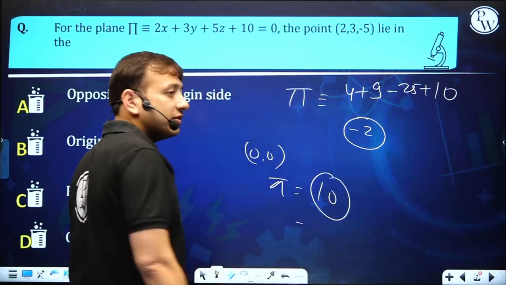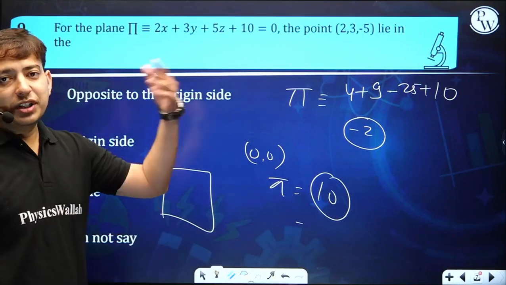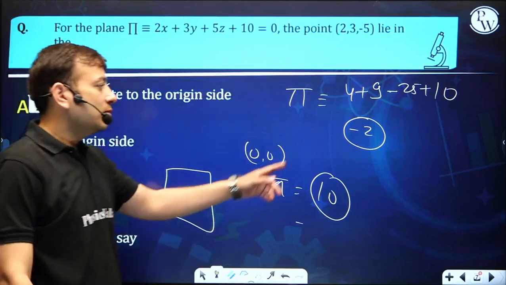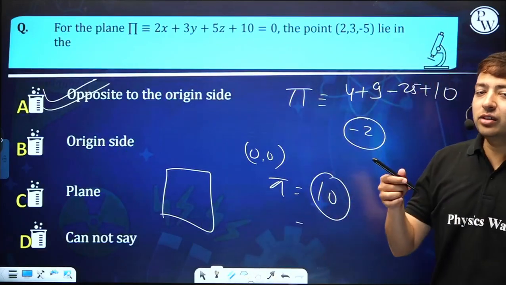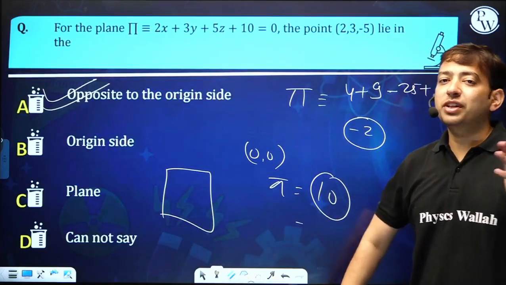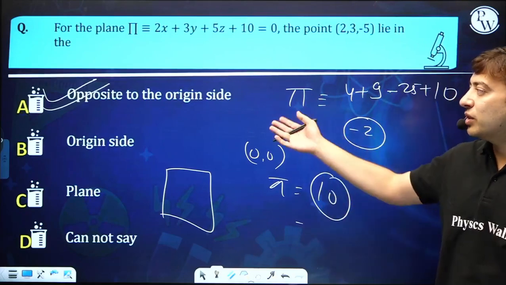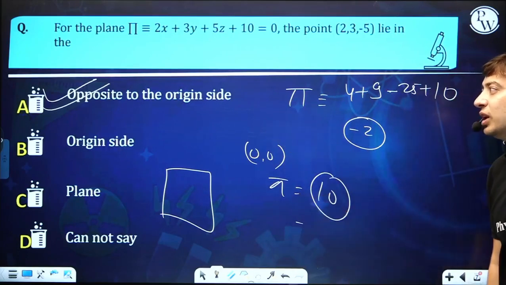Means I'll get the positive side. So, sir, for any plane, one side will be the positive side and one side will be the negative side. So, the answer is opposite to the origin side because both are giving different answers. Like in the line also, one side is positive, one side is negative. In the plane also, it has two sides, one positive, one negative. So, it will be on the opposite side to the origin.